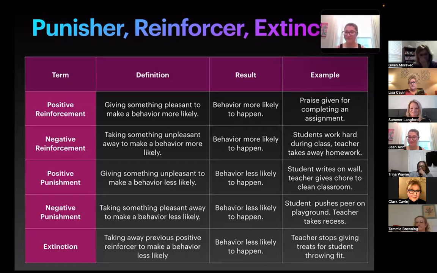You know, you're actually rewarding them for throwing a fit. And so we want to make that throwing a fit go away. So we extinguish that behavior by extinguishing or stopping the previously given positive reinforcers. Does that help clear that up?